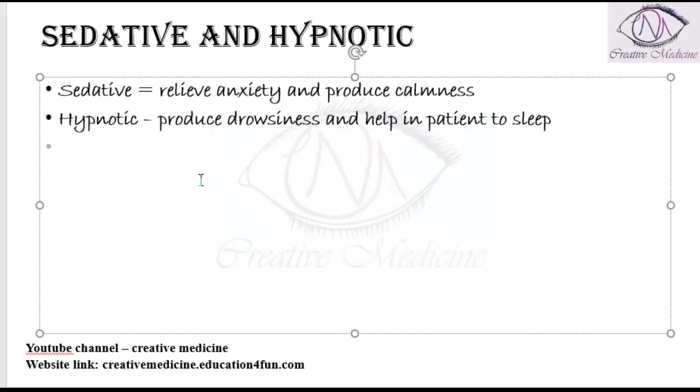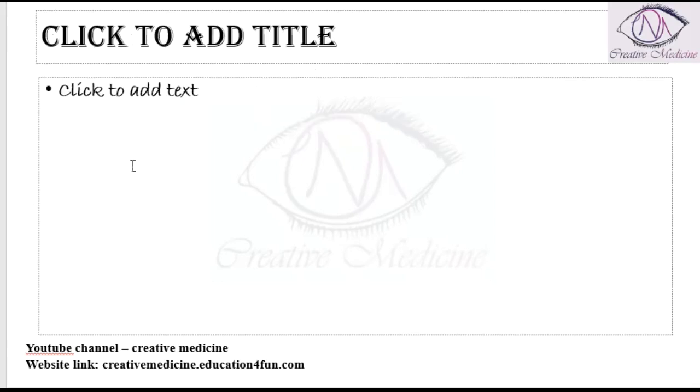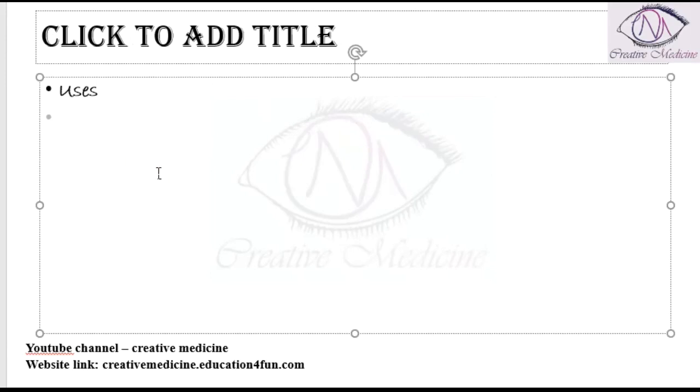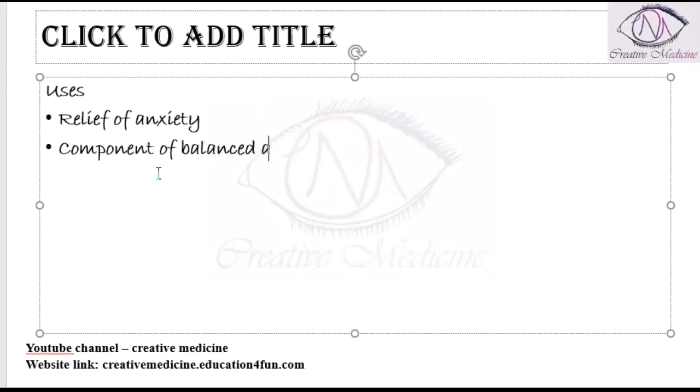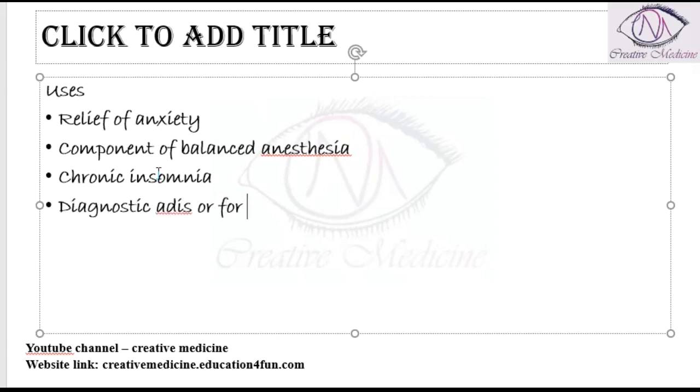For sedatives and hypnotics, benzodiazepines are the most commonly used. The uses of sedatives and hypnotics: number one, they are used for relief of anxiety. They can be used as a component of balanced anesthesia. Then they can be used in cases of chronic insomnia, as diagnostic aids, and for the treatment of psychiatric conditions also.